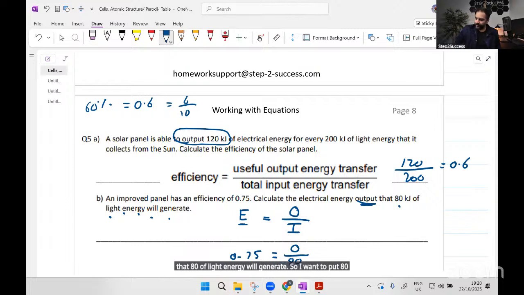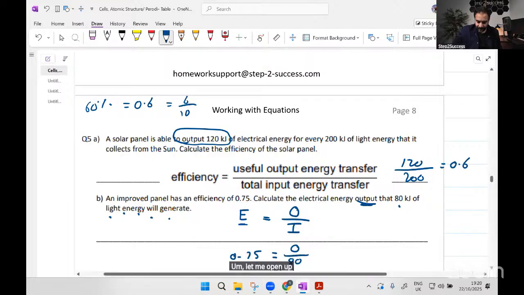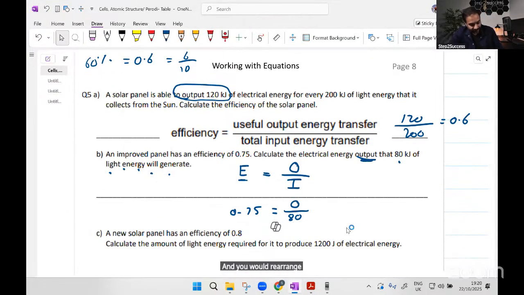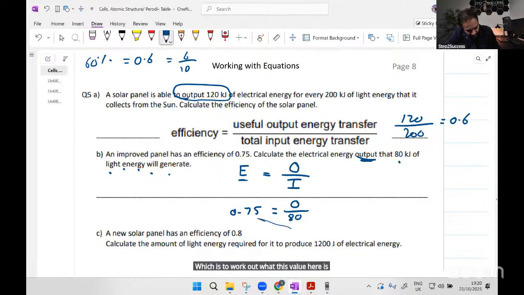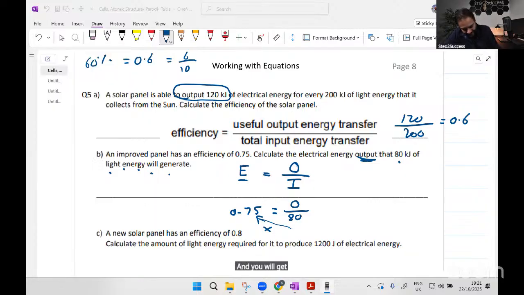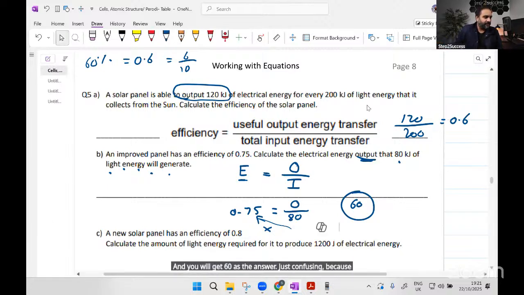At which point you would get a calculator out, which I don't seem to have here. Let me open up my calculator. And you would rearrange this equation. And that's what the challenge is in this, whether your maths is good enough to do what happens next, which is to work out what this value here is, you would multiply 80 by 0.75. And you would get 60 as the answer, which is confusing because it was 60 before.